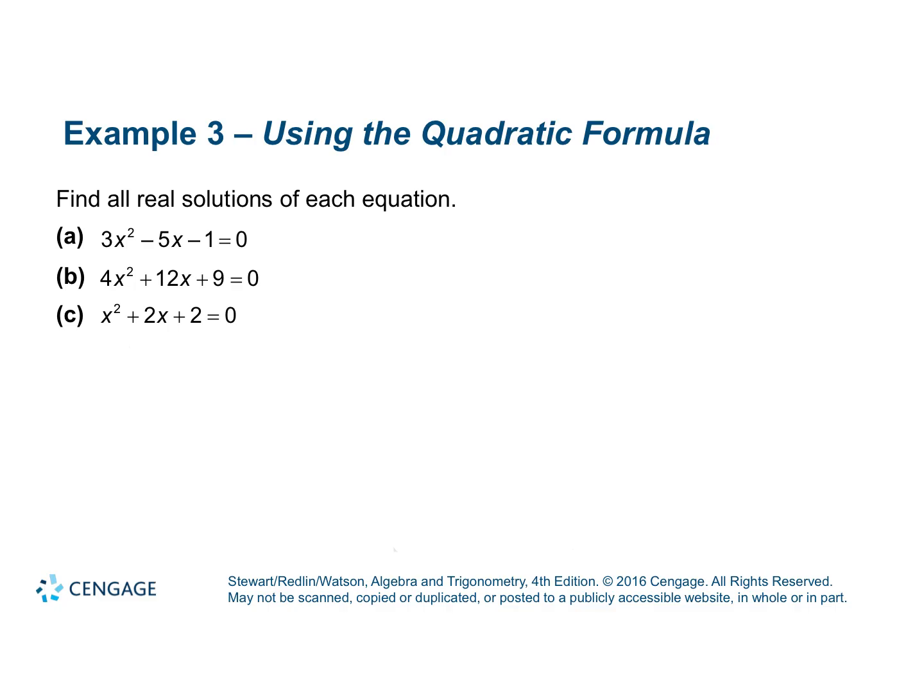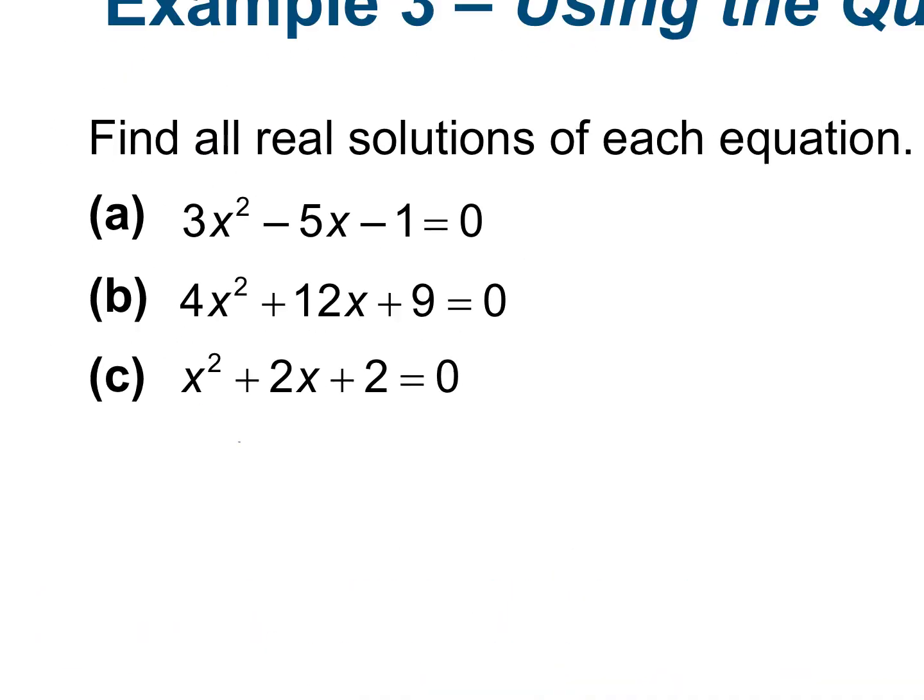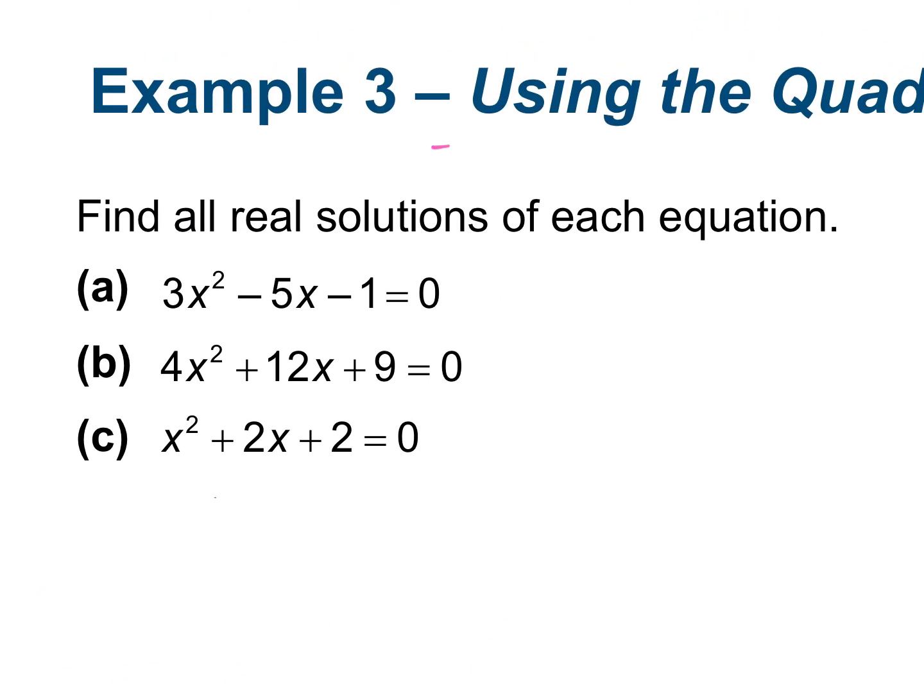So in example 3, we want to find all the real solutions using the quadratic formula. So I'll rewrite our quadratic formula up here for us. We have negative b plus or minus the square root of b squared minus 4ac over 2a. So for question A, what's our a? 3. What's b? Negative 5. And c? Negative 1.